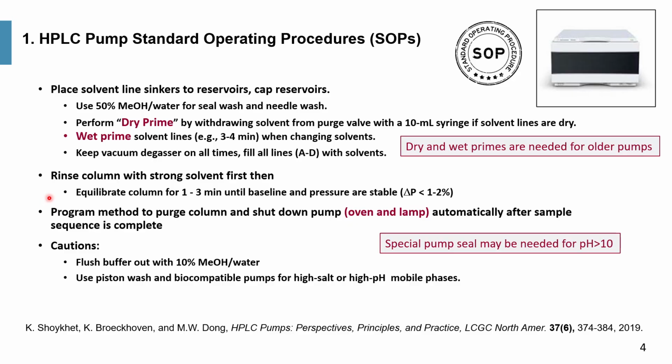In general, the column should be rinsed with strong solvent first before any operation, and then equilibrated for 1 to 3 minutes until a stable baseline and a stable pressure are obtained. Generally, at the end of the sequence, we program the method to purge the column and shut down the pump, also the oven and the lamp, automatically after the sample sequence is completed.